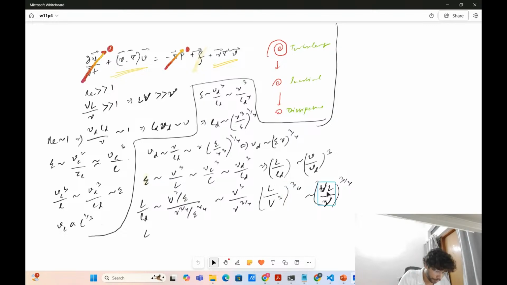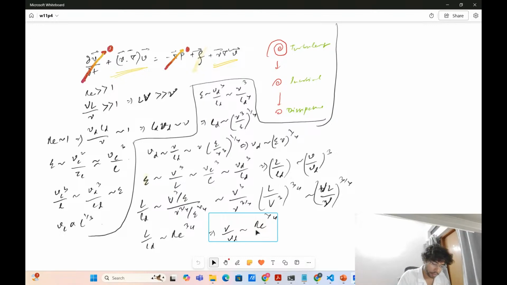And if you do L by LD, so this is just the Reynolds number, right? VL by nu, Reynolds number whole to the power 3 by 4. So similarly, V by VD, the velocity, is given in terms of Reynolds number. So we can get the change in length from the turbulent regime to the dissipative regime just from knowing the Reynolds number of the flow. Similarly, we can get the velocity in the turbulent and the dissipative regime just from knowing the Reynolds number like this.